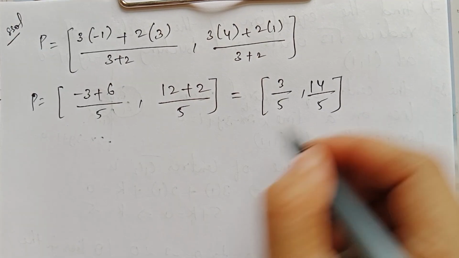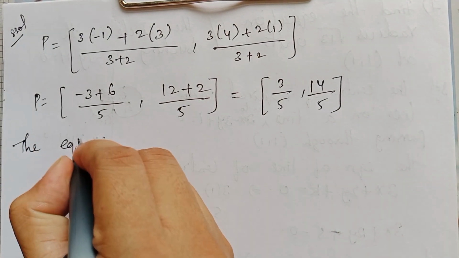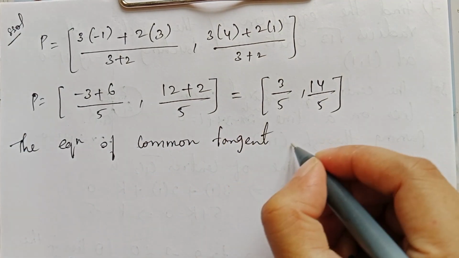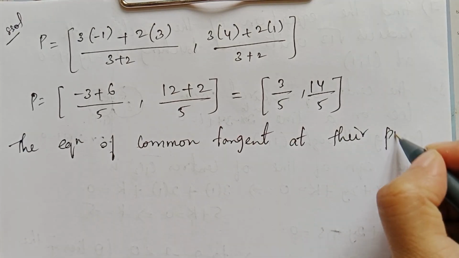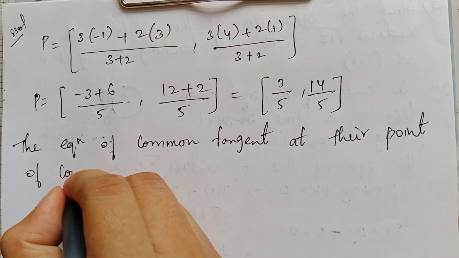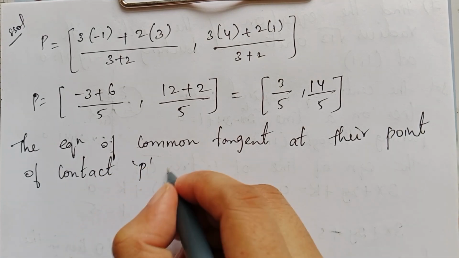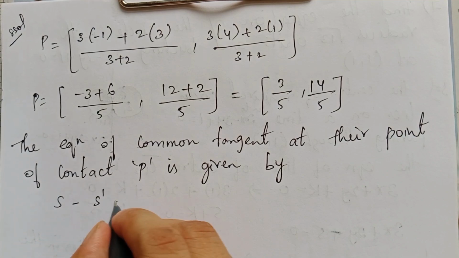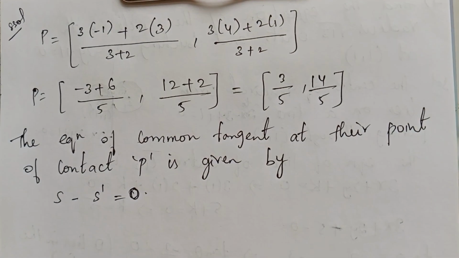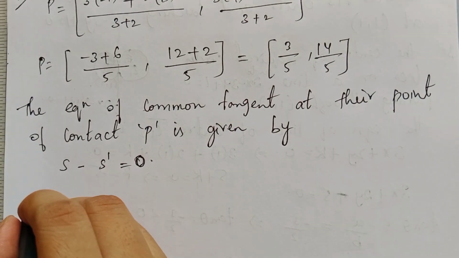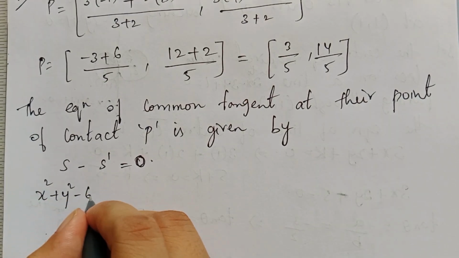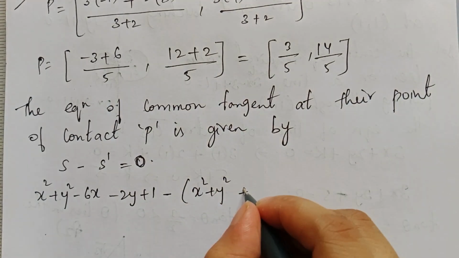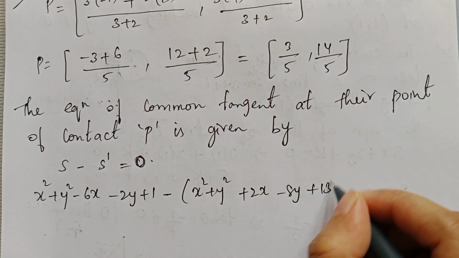Now we have to get the equation of common tangent. The equation of common tangent at their point of contact P is given by the formula S minus S dash equals 0. So we have to substitute the values of the two circles and subtract them, okay? So it is x square plus y square minus 6x minus 2y plus 1 minus of (x square plus y square plus 2x minus 8y plus 13) equals 0.